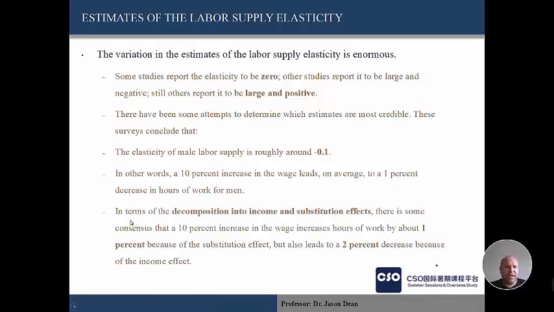Okay, so in terms of breaking this negative 0.1 effect down into an income and substitution effect, typically studies find that this can be broken down into a 1% increase in hours worked because of the substitution effect, but that's offset by an income effect of 2%, and that's how we end up getting 1% as the net effect.